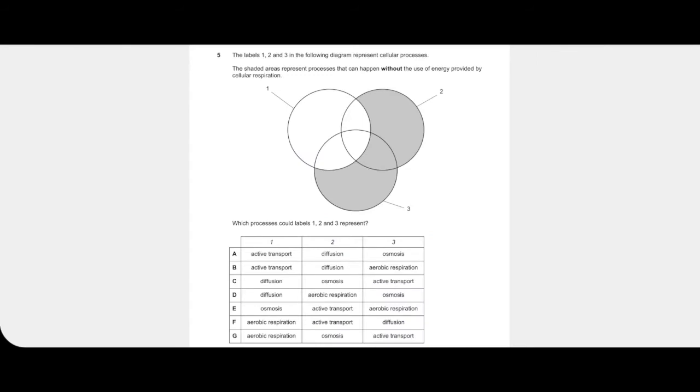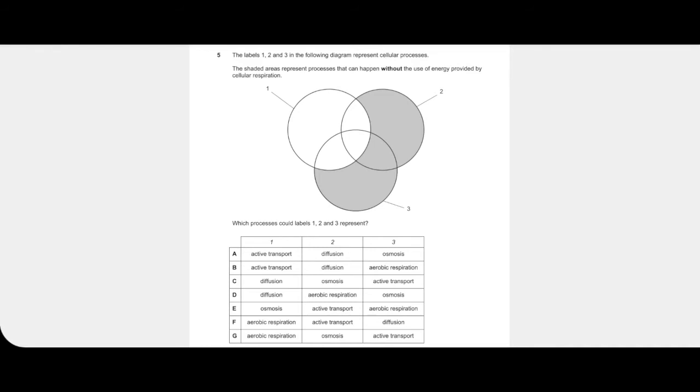Question number 5. The labels 1, 2, and 3 in the following diagram represents cellular processes. The shaded areas represents processes that can happen without the use of energy provided by cellular respiration. Which processes could label 1, 2, and 3 represent? So this is a question which requires elimination. So straight away I would be thinking that the non-shaded area is an area that requires ATP.